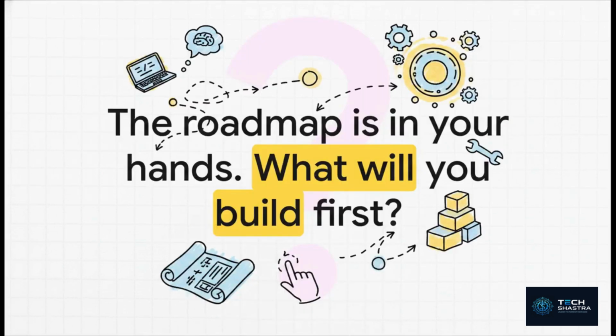So there you have it, a clear 3-month plan to become an AI agent developer. The path is laid out for you, the tools are out there, and the opportunity is absolutely massive. The only question left is the one you see right here. What are you going to build first?